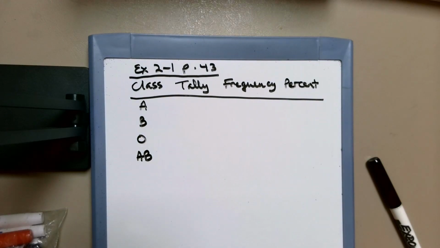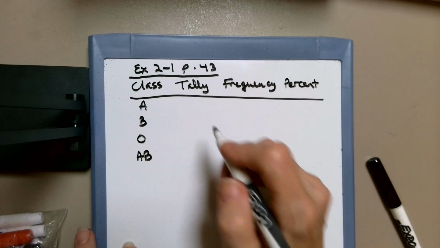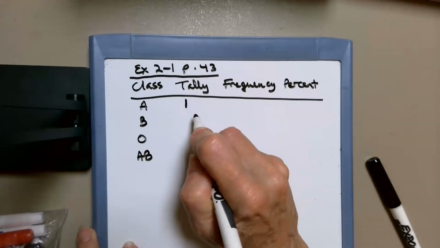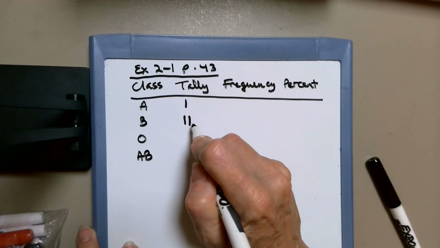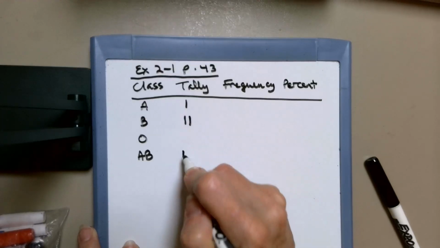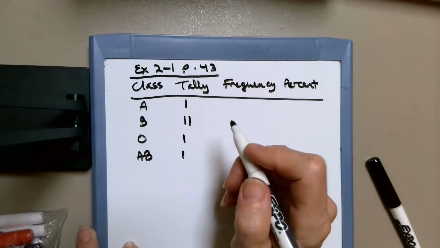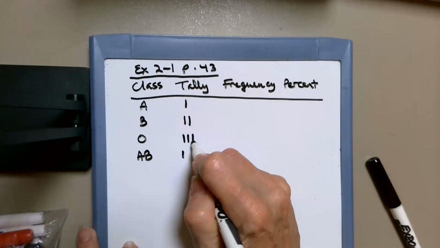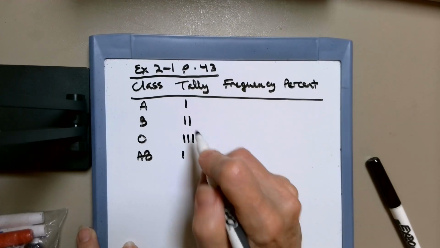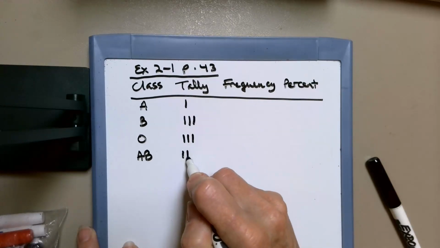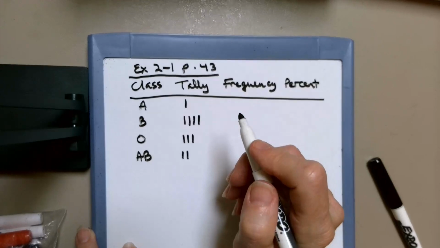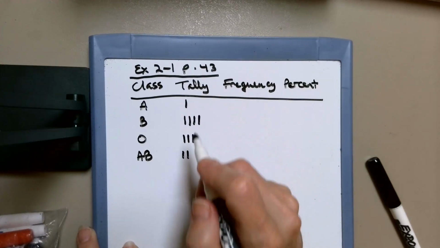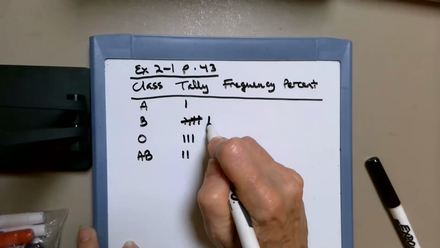If I look at the data set on page 43, I'm just going to go across. The first one is A, so I'm going to put a tally mark. Then a B, put a tally mark for B. Then another B in the first row. Then AB, and then O. Going to the second row, I have O, another O, B, AB, and B.